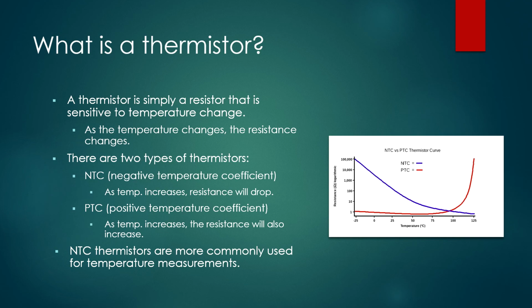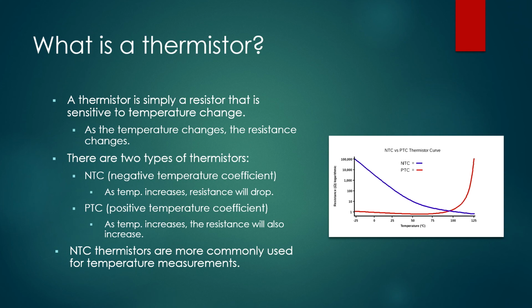So what is a thermistor? A thermistor is simply a resistor that is sensitive to temperature change. So as the temperature changes, the resistance changes. There are two types of thermistors.